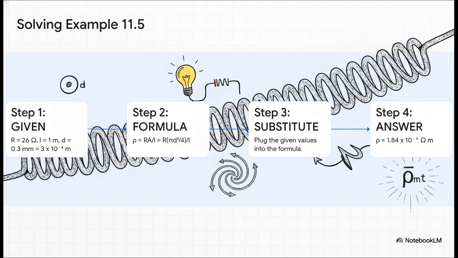Step 3 is to substitute all our values into the formula. And finally, step 4, after doing the calculation, we get our answer. The resistivity of the material is 1.84 into 10 to the power of minus 6 ohm meters.